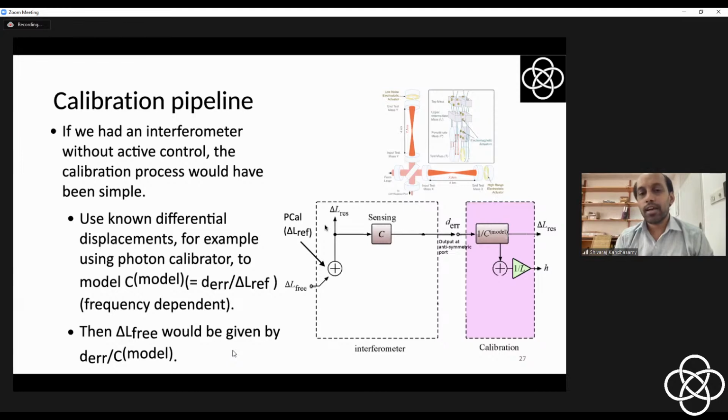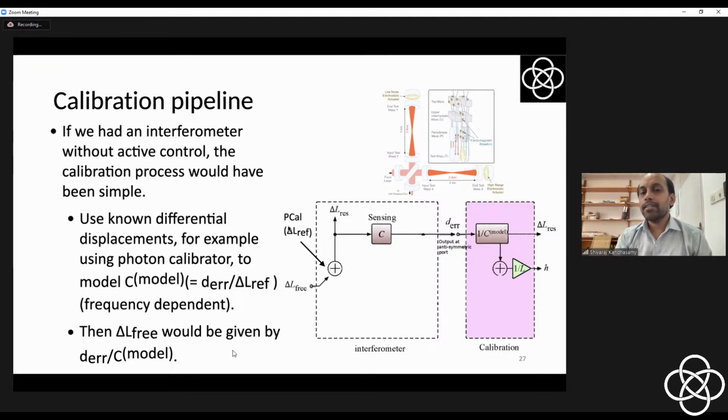So I take a photon calibrator, which is basically an auxiliary laser that I shoot at one of the mirrors. Let's say this mirror, I shoot an external laser. I know the laser power, then I know how much the mirror will move. And by that, I know how much the differential arm length between these two arms changes. And that will produce some output light fluctuation at the output port. That is called the Darm error.